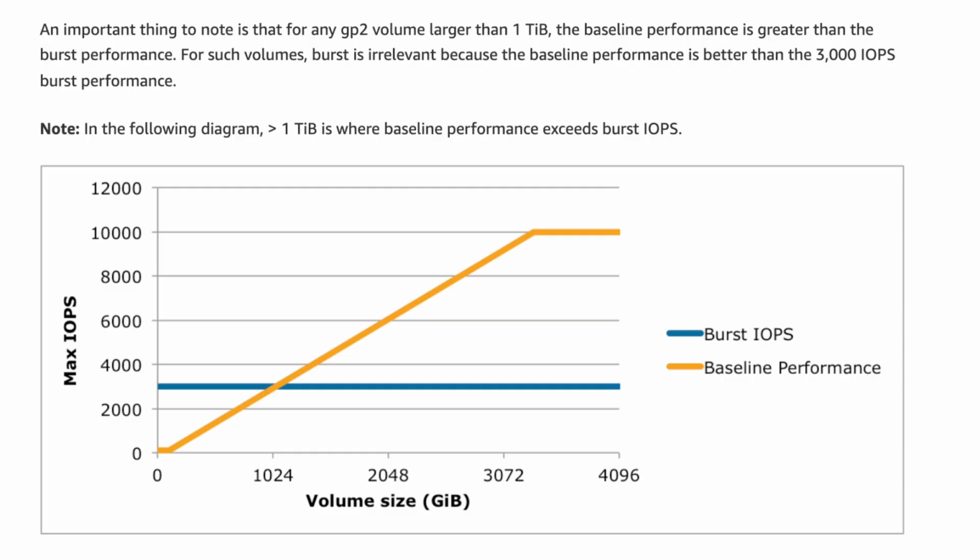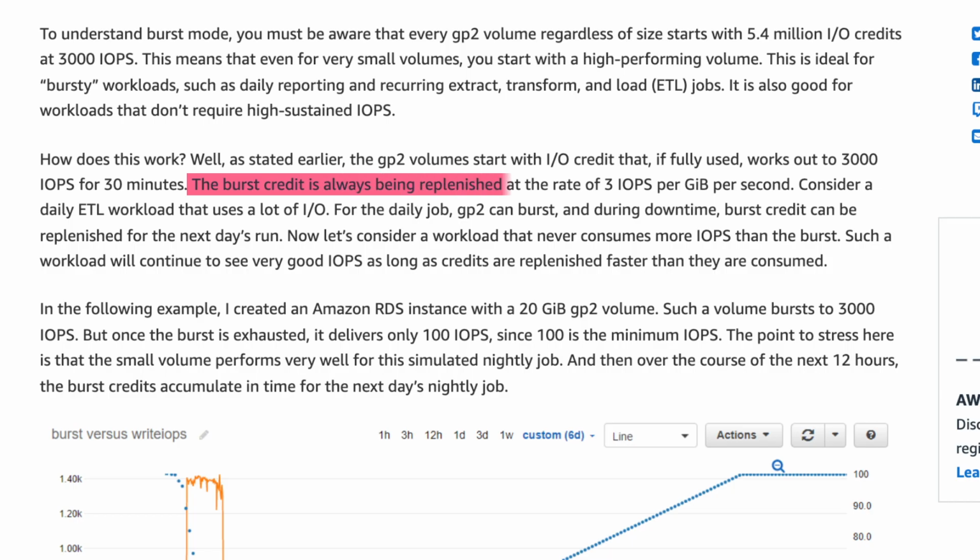When the IO demand drops to baseline performance or lower, the volume then starts to earn the IO credits back. It earns them back at a rate of 3 IO credits per gigabyte of the volume size per second. So the more IO credits a volume has accrued, the longer it can sustain its burst performance.